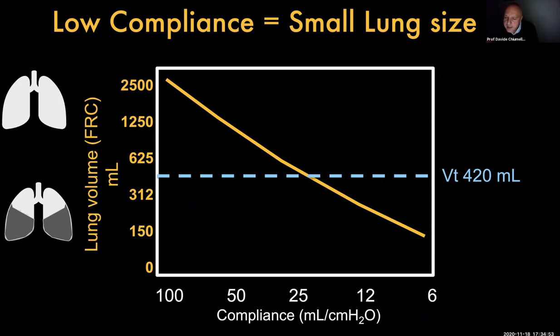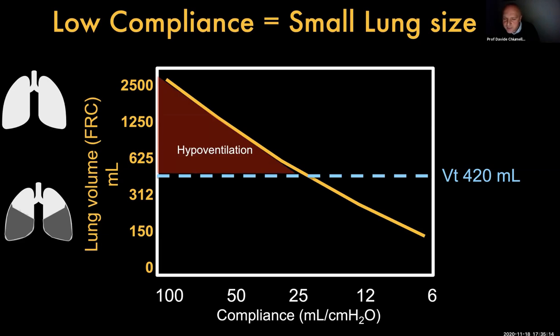Now, if we give a fixed tidal volume, in this case, for example, 420 milliliters for a predicted body weight of 70 kilos, so let's say 6 mils per kilo of ideal body weight, the compliance will have an important role. Because if the compliance is preserved and we've got tidal volumes of 6, we have hypoventilation, and we've got reabsorption, atelectasis, and therefore worsening oxygenation and gas exchange.